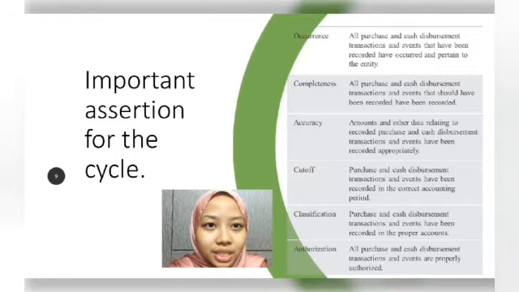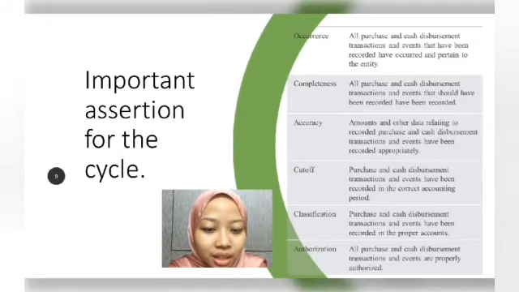Important assertions for the purchasing cycle. First is occurrence. All purchase and cash disbursement transactions and events that have been recorded have occurred and pertain to the entity. Completeness. All purchase and cash disbursement transactions and events that should have been recorded have been recorded. Accuracy. Amounts and other data relating to recorded purchase and cash disbursement transactions and events have been recorded appropriately.